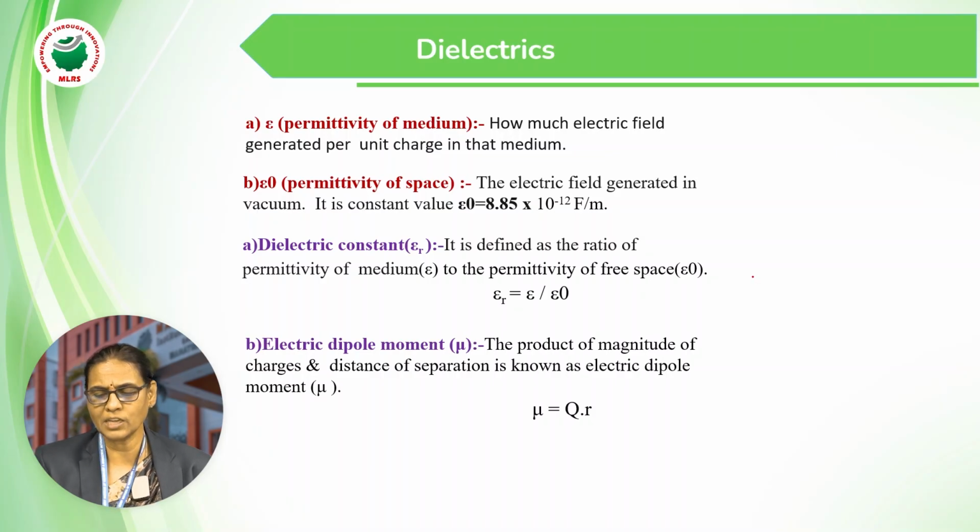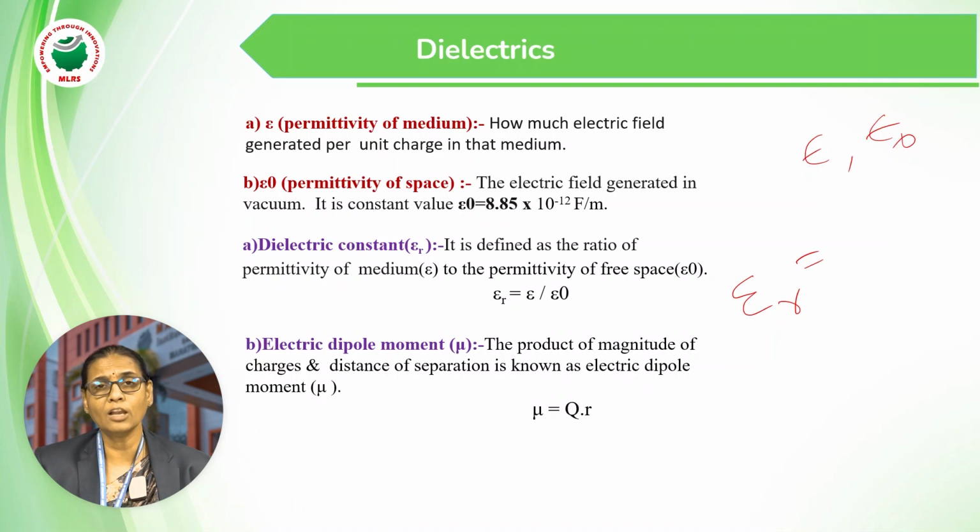Next, what is meant by permittivity of medium and permittivity of free space? Because generally we represent the dielectric constant by epsilon r. To define this, we should know what is meant by permittivity of the medium and permittivity of free space, which we represent by the letters epsilon and epsilon naught. First, permittivity of the medium: how much electric field is generated per unit charge inside that medium is represented as the permittivity of the medium, epsilon. Now, epsilon naught: the electric field generated in vacuum, where we measure the amount of charge carriers per unit electric field.